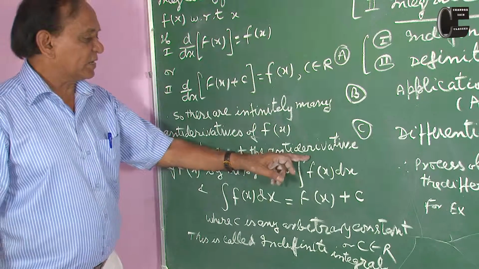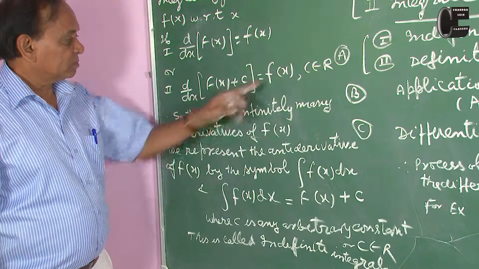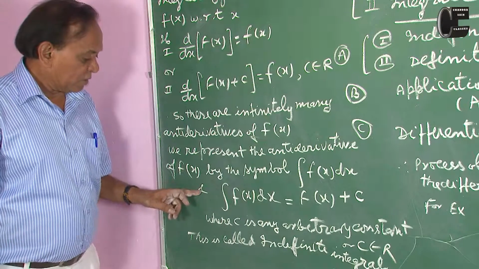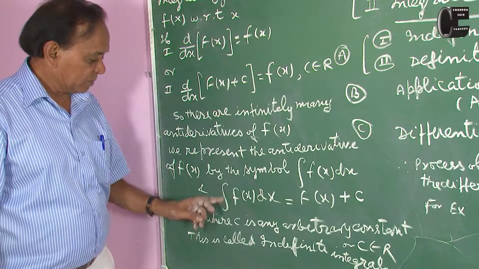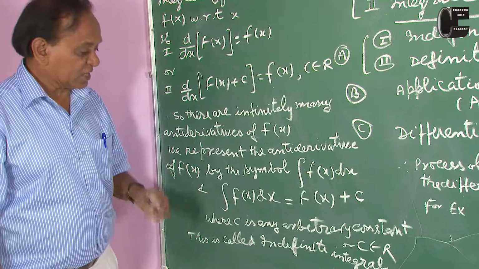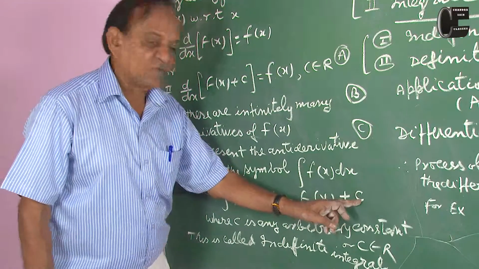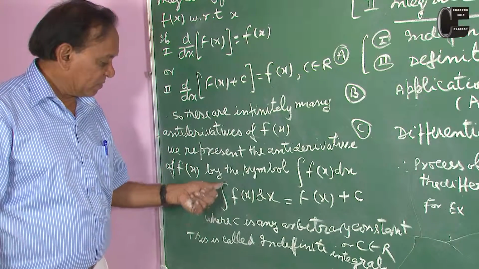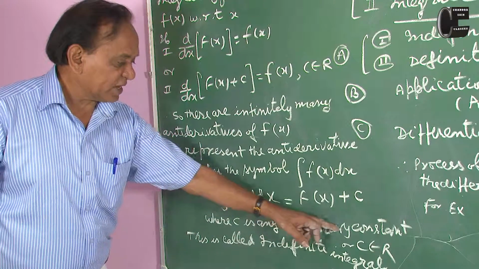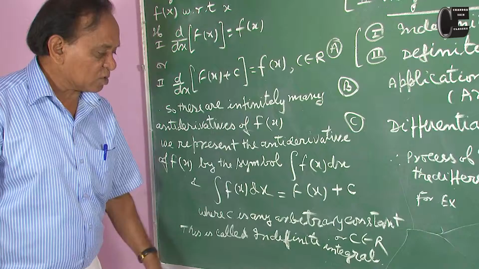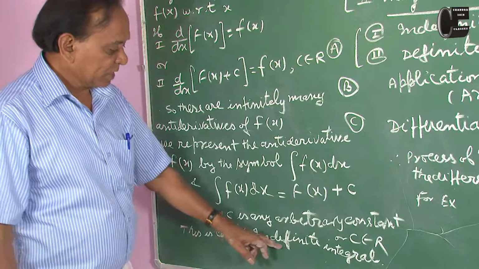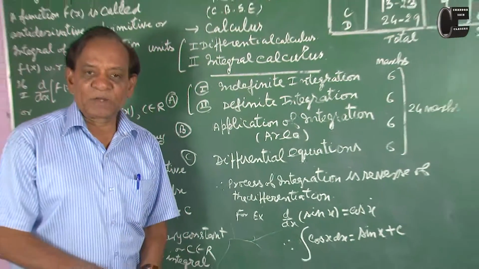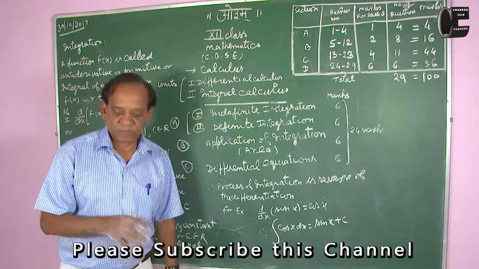We represent the antiderivative of f(x) by the symbol integral f(x) dx. This is the symbol of integration, and it is equal to F(x) plus c, where c is the constant of integration. f(x) is called the integrand, and c is any constant, or we may call it an arbitrary constant. Therefore, this is called the indefinite integral. Now, we are taking some examples for explaining this part.